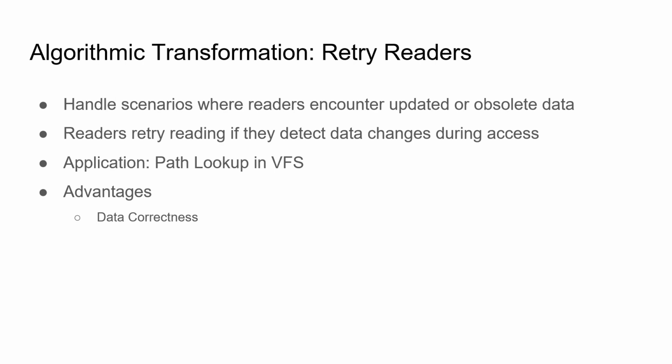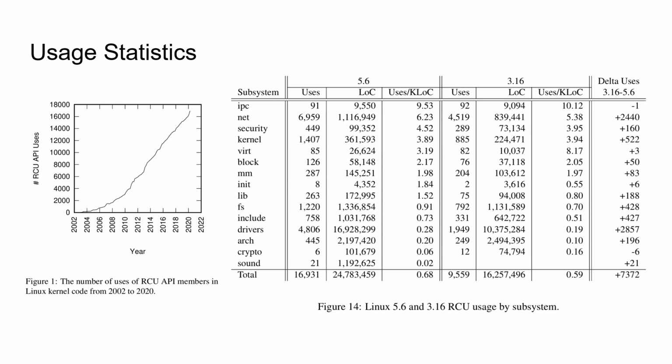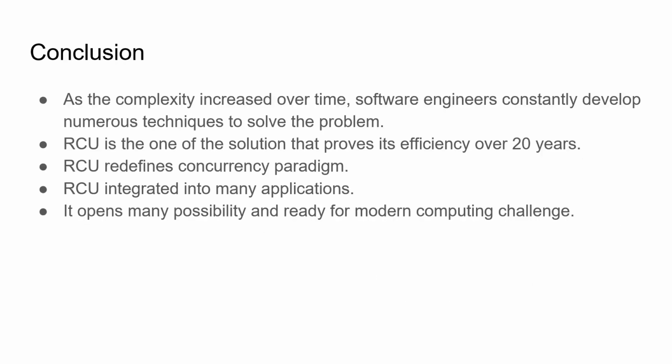For the usage statistics, RCU has been adopted in the Linux kernel over 16,000 times within 20 years. It is because of its versatility and efficiency. In terms of implementation, the Internet Networking module has the highest usage percentage, since the networking module is highly concurrent, resource intensive, and a reliability-critical system. It outlines the performance of RCU.